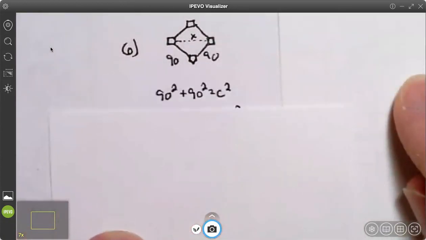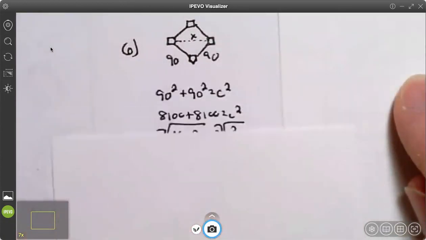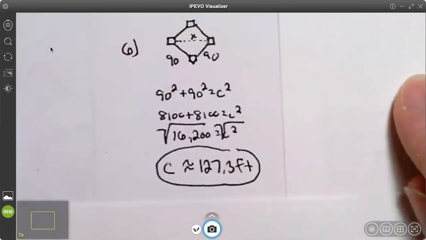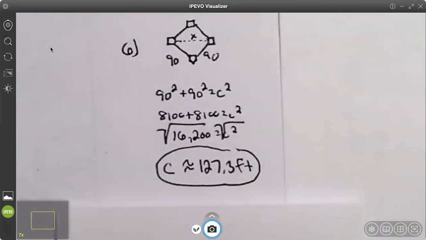Okay, when you find that, 90 and 90 are your legs. Square them, add them together, take the square root. The answer is 127.3 feet approximately. By the way, the distance from home to second would be exactly the same as the distance from third to first, because your base paths are also 90 and 90 here and here.